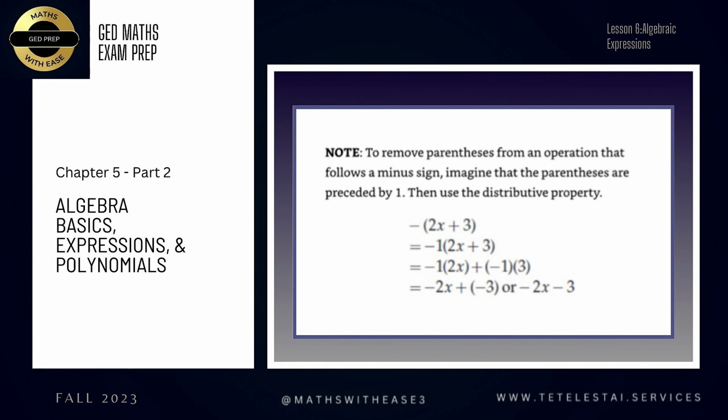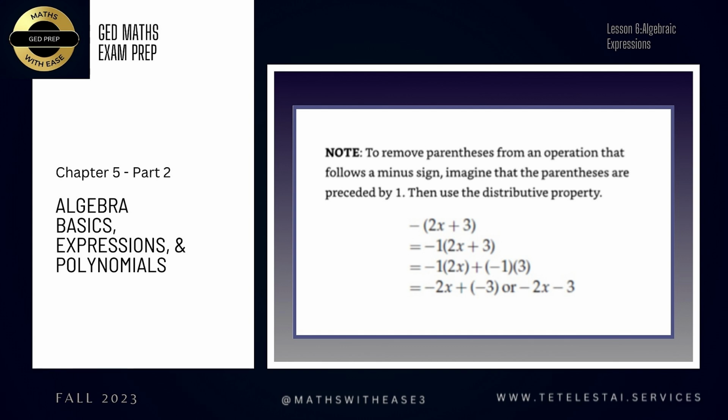that that negative sign carries across according to the distributive property. And you also know that there is an imaginary 1 here, as it tells us right here. Imagine that the parentheses are preceded by a 1. So rewriting that, we have a -1 times 2x plus 3. A -1 times 2x is a -2x. A -1 times 3 is a -3. So this expression right here can be rewritten as -2x minus 3.